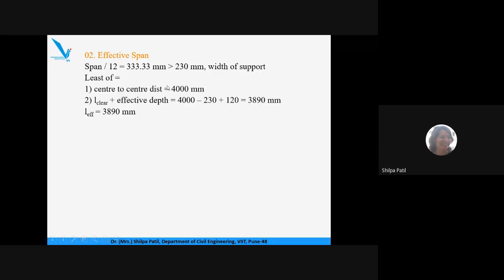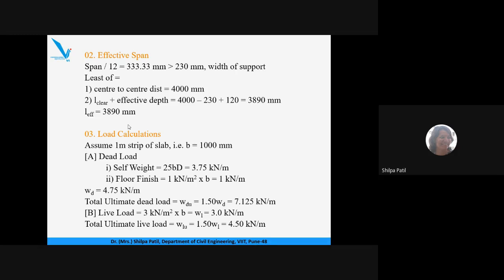So out of these two values, the least value is to be adopted as effective span of the slab. So in our case, the effective span is coming as 3890 mm. Okay. Now the next step is load calculation. So for slab, again, we have to assume 1 meter strip of the slab, that is B equal to 1000 mm. We calculate first the dead load.